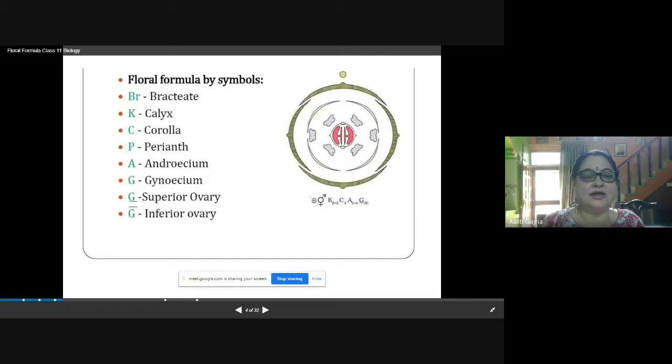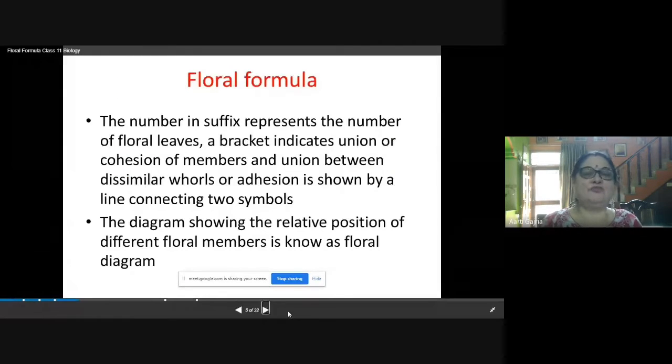Okay. Let's see another example. Floral formula. Now what is floral formula? The number in suffix represents the number of floral leaves. How many numbers? Suppose for K, they have written 4. That means the 4 sepals are there. A bracket indicates union. Suppose the 4 is written in a bracket. That means the sepals are fused. The sepals are not free.